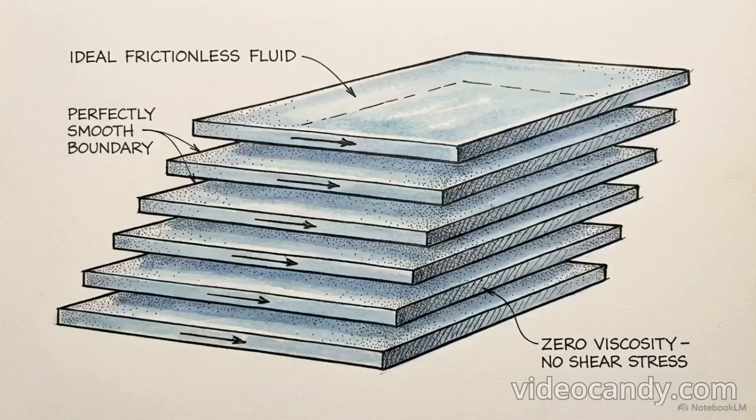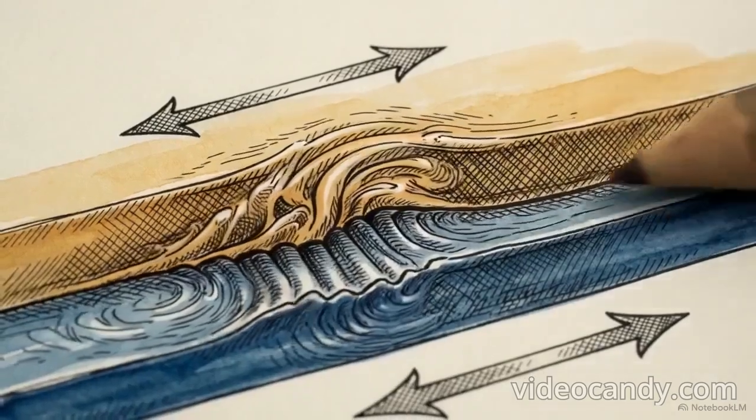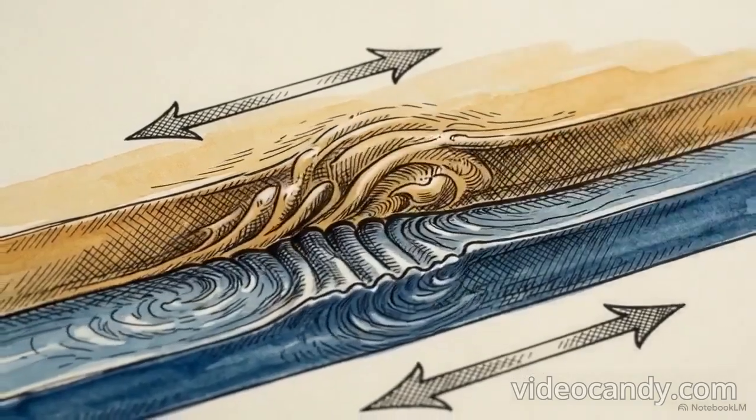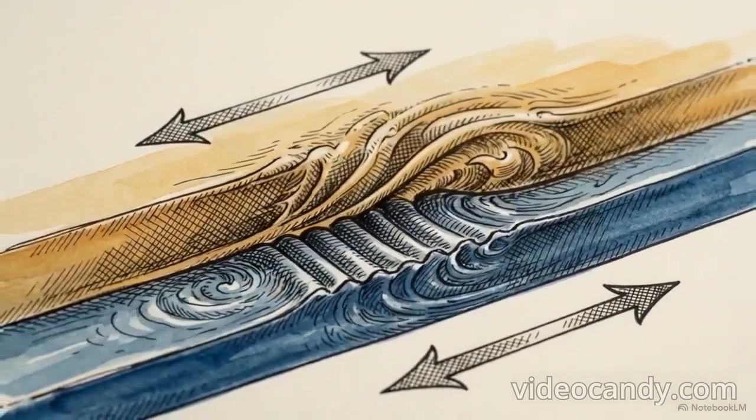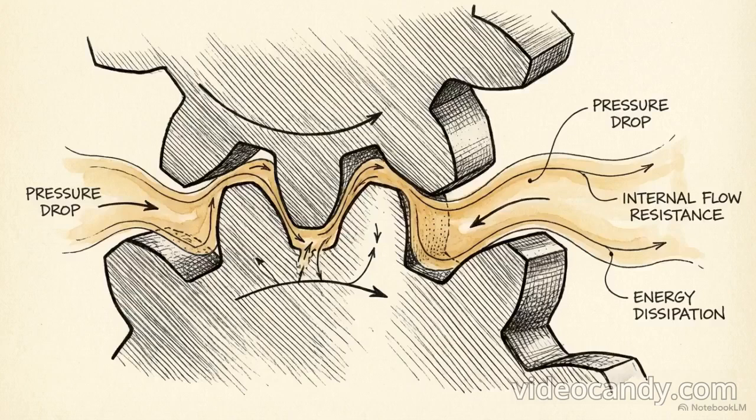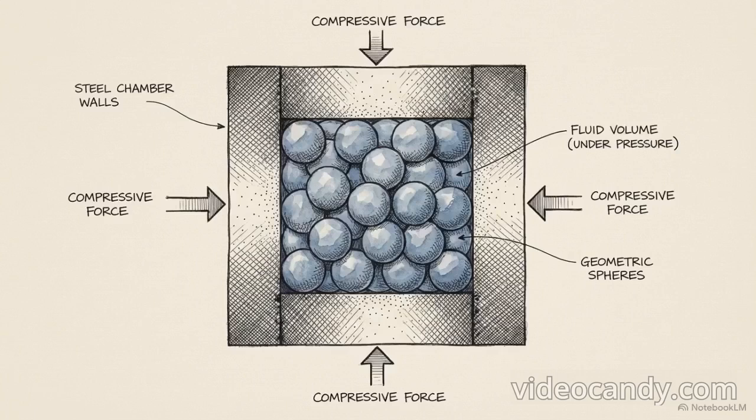In theoretical physics, an ideal fluid is a frictionless scenario where neighboring layers offer zero resistance to sliding. But ideal fluids do not exist. In reality, the layers offer intense physical resistance to their neighbors during deformation. We call this internal friction viscosity. This internal resistance dictates exactly how efficiently mechanical energy travels through the liquid medium.